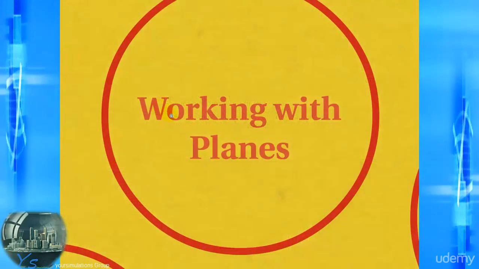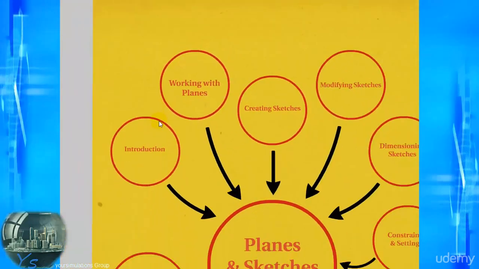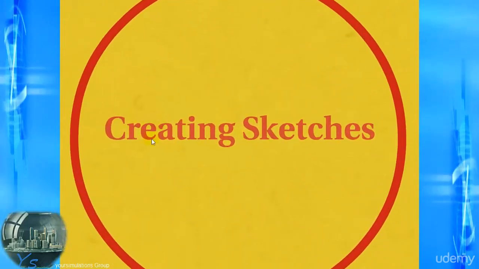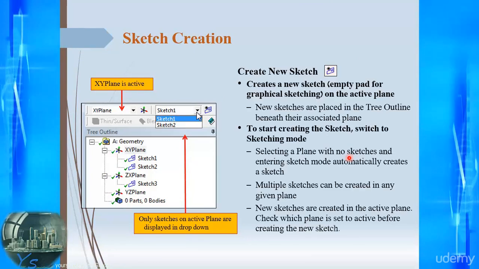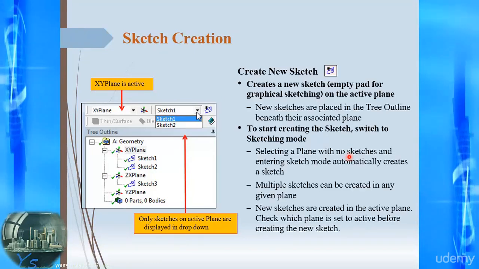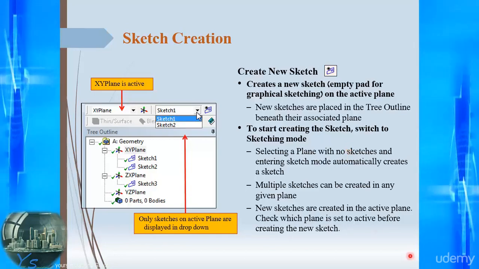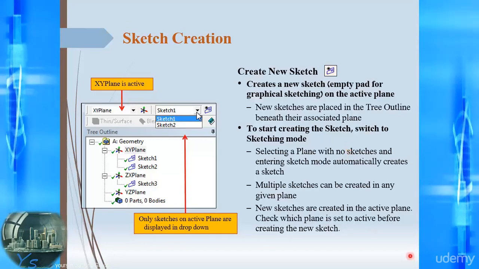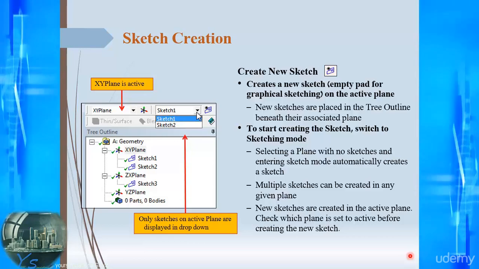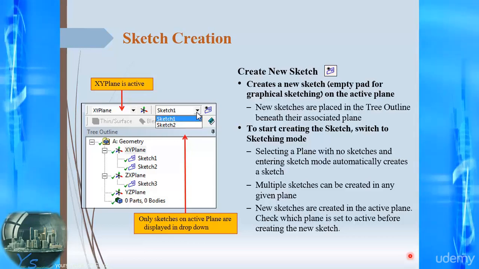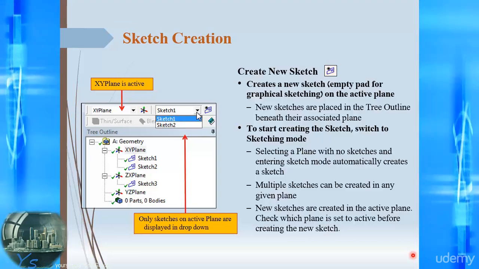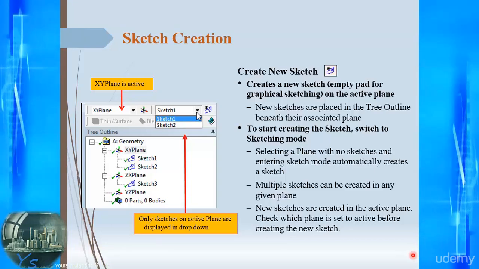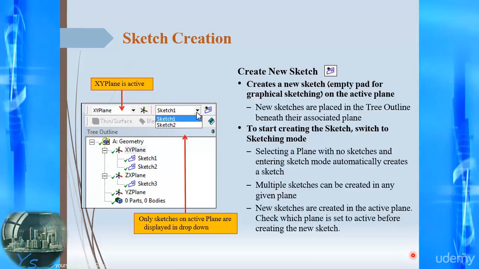So here we can see some details of creating new sketches. We can create a new sketch on the active plane. At any one time we have one plane which is active, and on that plane we can create our sketches, and we can have multiple sketches on that particular plane. If we have a particular active plane, we'll be able to list down in the drop down menu at the top to select the particular sketch of interest, but it will only be relative to the active plane.